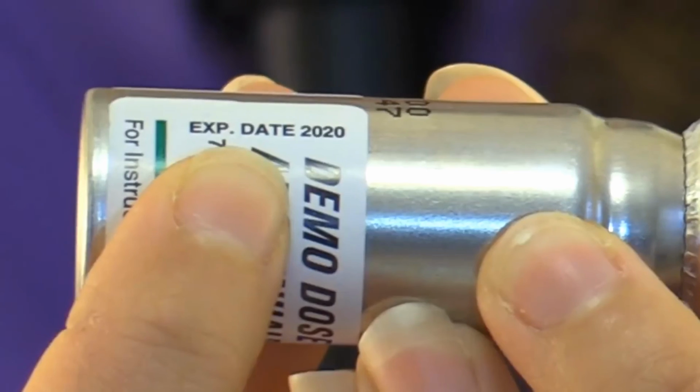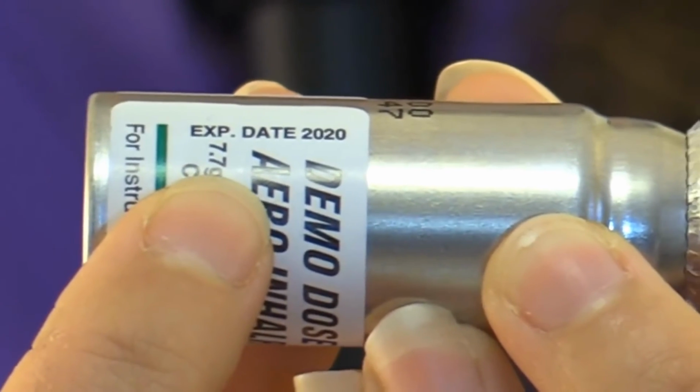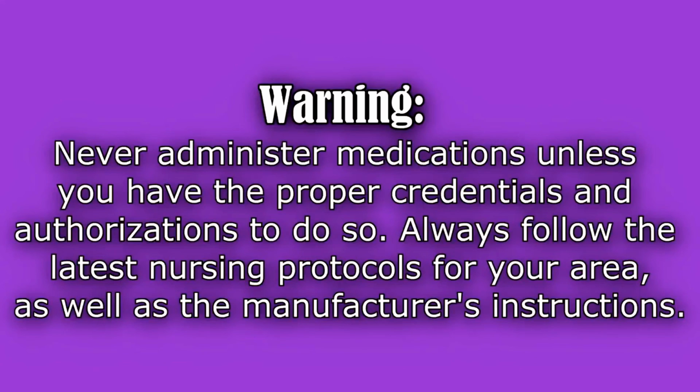So to do that, you're just going to gently pop this canister off, and it will tell you the expiration date. This is 2020, so we're in date. And the inhaler that we're using here is a demo dose. It's a teaching dose. It does not contain medication. Also, never administer medications to a patient if you don't have proper credentials or if you've not been trained, and always follow your hospital protocols.